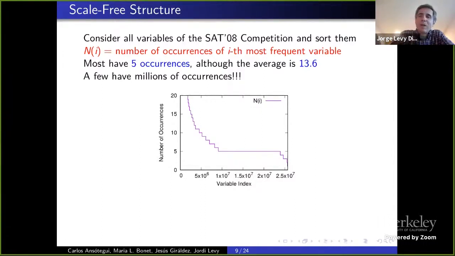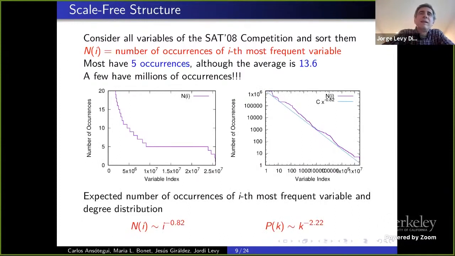If you represent the number of occurrences using double logarithmic axes, you discover that it approximates very closely a line. This means that the expected number of occurrences of the i-th most frequent variable follows a power law distribution with an exponent close to 0.82. At the same time, if you choose randomly one of these variables, the probability that this variable occurs k many, many times also follows a power law distribution with an exponent close to 2.22.